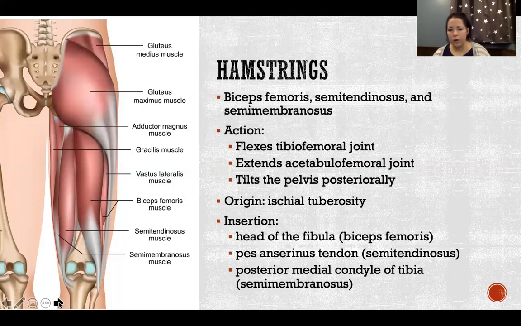Now, biceps femoris actually has 2 heads. That's why it has that name. One originates at the ischial tuberosity and crosses the hip. The other originates on the shaft of the femur, so it does not act on the hip. But here we're not distinguishing that. So here we're just simply saying biceps femoris coming from the ischial tuberosity and crossing the hip.